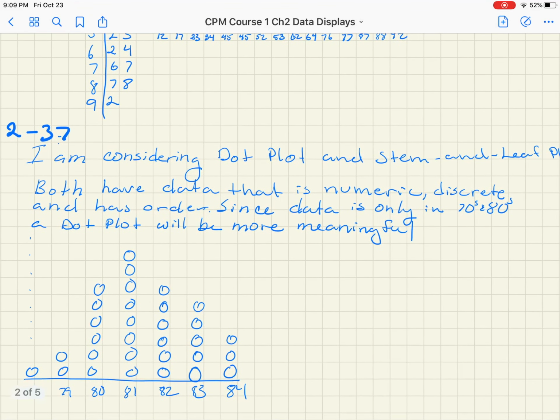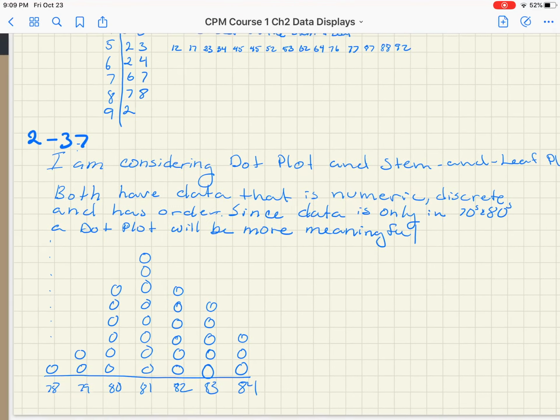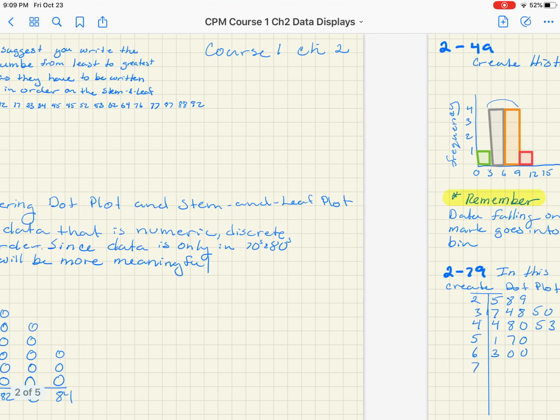On 237, I had to make a decision about what was the best way to graph the data, and a dot plot or a stem and leaf plot would be the two that you'd be looking at. But because there's not that many values, there's 78, 79, 80, 81, 82, 83, 84, since there's not that many, using a dot plot would be a good choice to use.